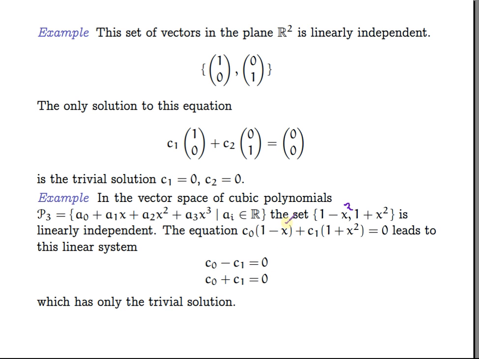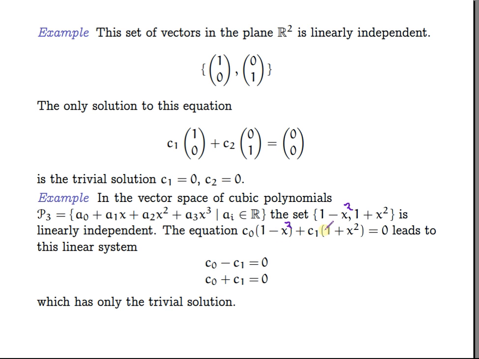This should be a square here. Okay. So here we have two polynomials. These are two elements of the set of cubic polynomials. All right. Now, are they linearly independent? Well, let's try to form a linear relationship. Here's a linear relationship, and set the linear combination equal to 0.